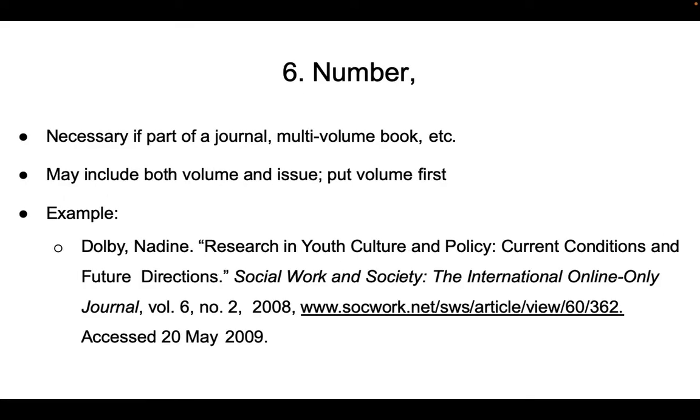6. Number, followed by a comma. This is necessary if the source is part of a journal, a multi-volume book, etc. The number may include both the volume number and the issue number. For journal articles, you will probably need both. Put the volume number first, and then the issue number. Abbreviate volume as VOL, and abbreviate issue number as NO.